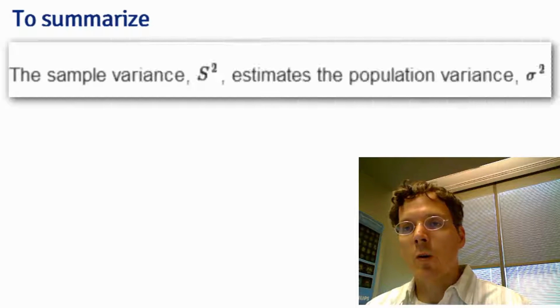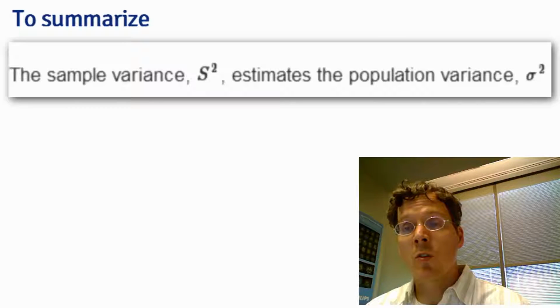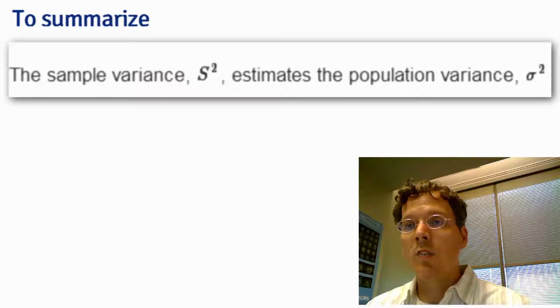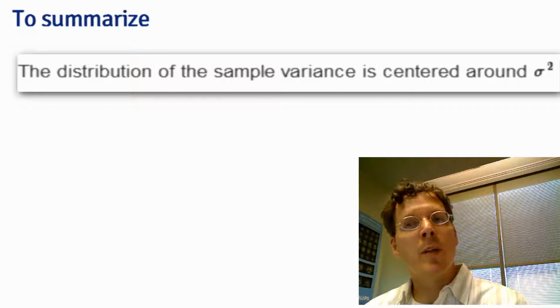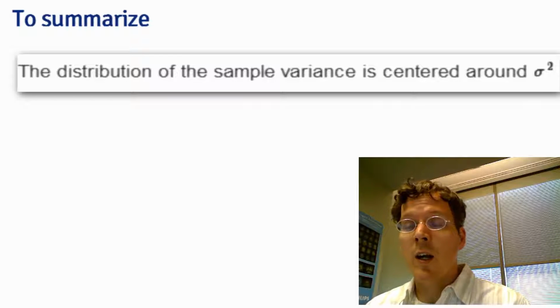So let's summarize. Imagine a population that has mean mu and variance sigma squared, a measure of spread. If we were to draw a random sample from that population and take the variance, that is an estimate of sigma squared. If we were to take the mean, that's an estimate of mu. However, s squared is itself a random variable and it has a distribution. We don't know much about that distribution, but we do know one thing: it's centered around sigma squared, and it gets more concentrated around sigma squared the more observations go into that s squared value.